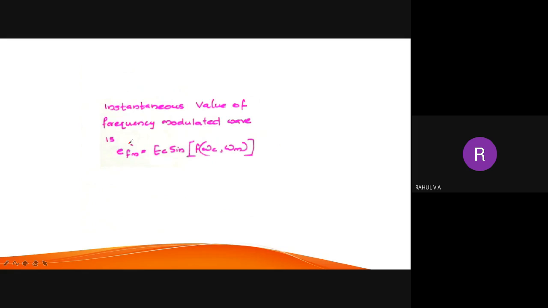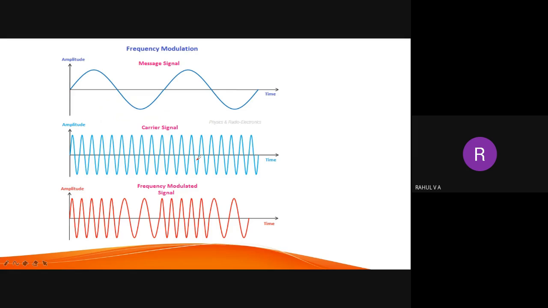So we have seen that when we are writing the expression for instantaneous value of frequency modulated wave, we can directly write EFM. Then what about the magnitude? The magnitude of modulated wave is exactly the same as the magnitude of carrier signal because there is no change in the magnitude in frequency modulation. So you can directly write EC. Then again sine of a function. Here we can't write omega ct or omega mt directly, because if you look at the waveform, its frequency keeps on varying as time goes on. So we can't directly write any angular frequency there.